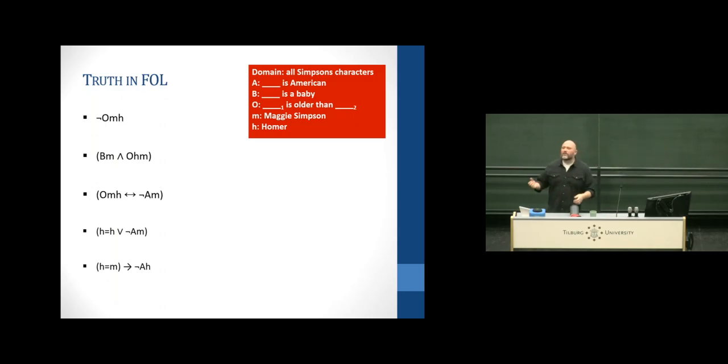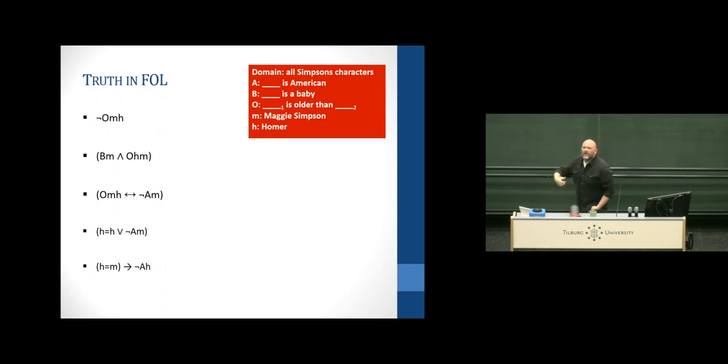Well, is Maggie older than Homer? And then the other side says, it's not the case that M is in the extension of A. Or, in the terms that we're talking about here, it's not the case Maggie's American. True or false? It's false. So, both sides false, that means our biconditional is true.